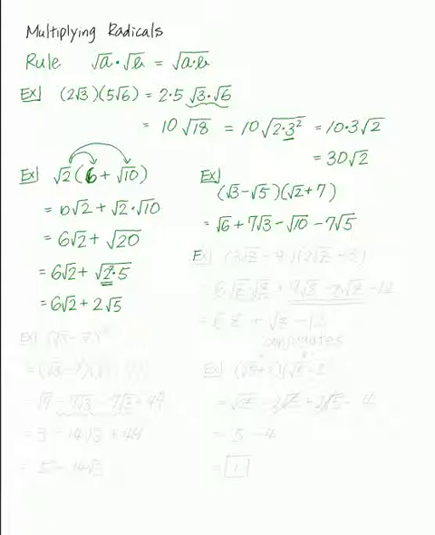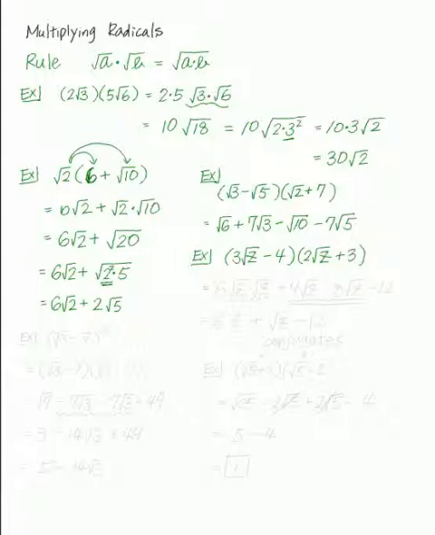Next up, we're going to have 3 root z minus 4 times 2 root z plus 3.